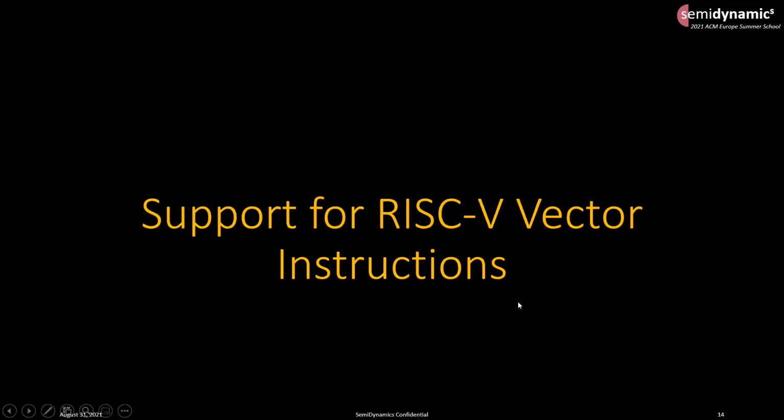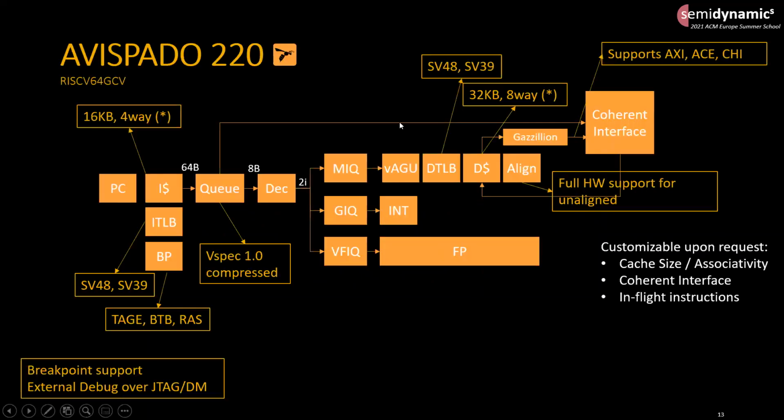Okay, let's talk a little bit about the RISC-V vector instructions, right? Before you continue, Roger, there is one question on the chat. By Adrian: is it possible to get access to an Avispado device? Yes and no. You can get a bitstream today, so you could try this on an FPGA. That's available immediately.